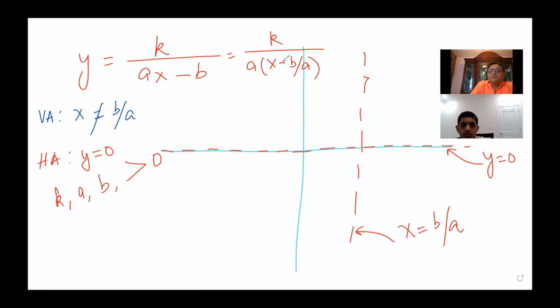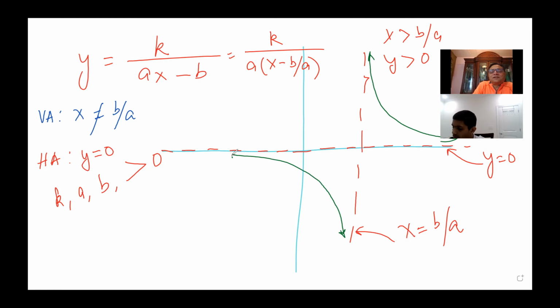Now, if I have a value on the right side, if I have x which is greater than b over a, then we know that y is greater than 0. Is it okay? Because positive. So therefore, looking into this, we know that the graph of this particular function on the right side will be like this. Is that clear to you? And on this other side, it is going to be like this. Is that clear to you?